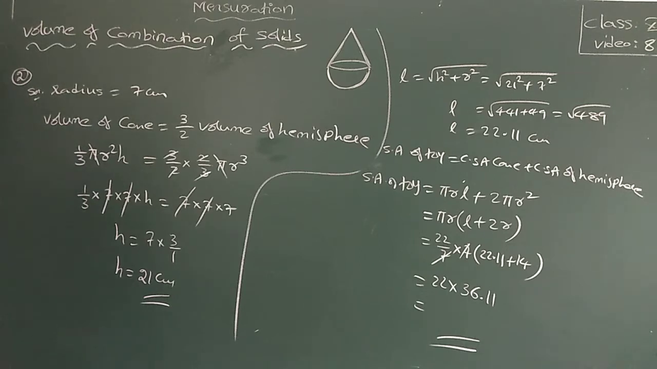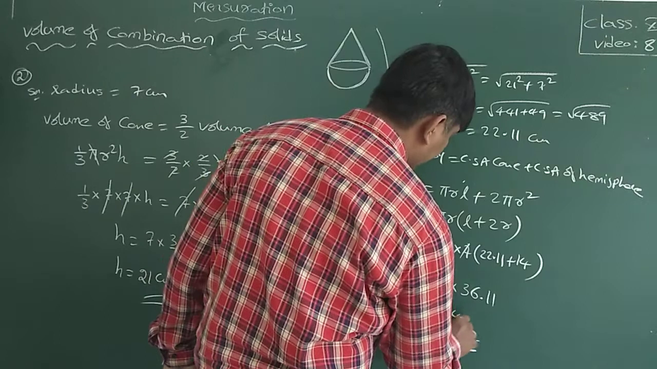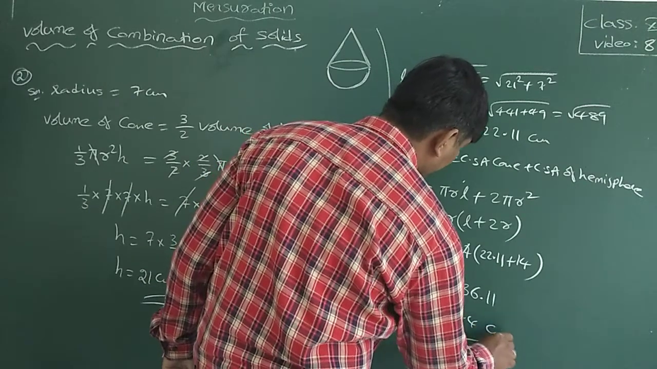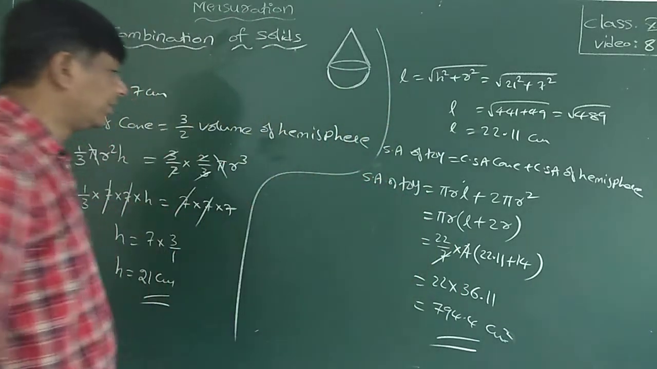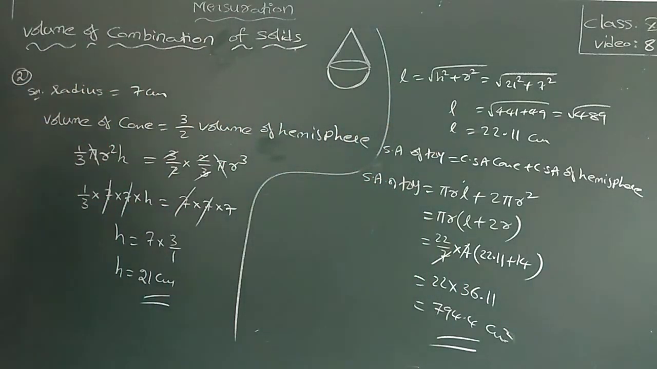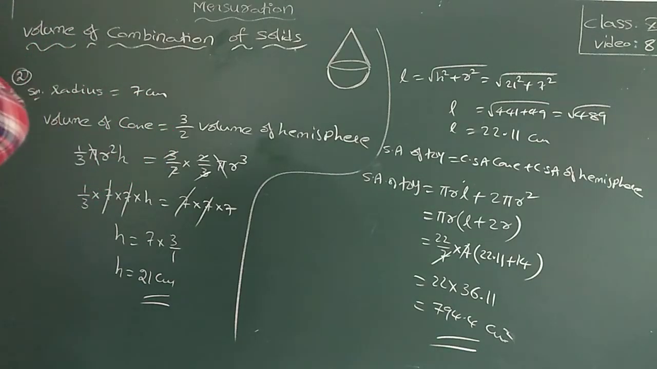Approximately 794.4 something will get. Approximate value gets us 794.4 something cubic centimeters, sorry, square centimeters will get. Area, no? Once again, check every problem's calculations, don't skip that calculation part.